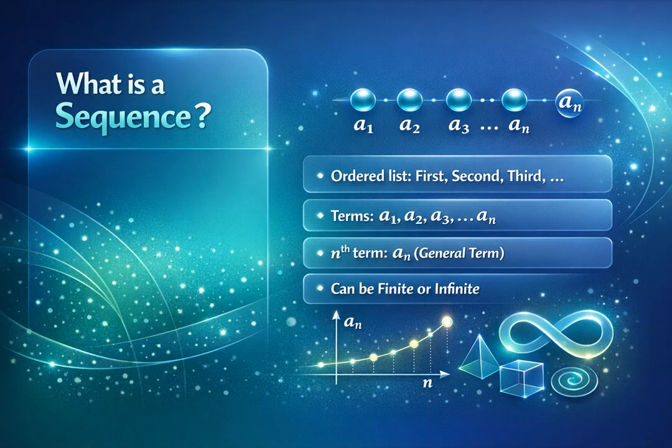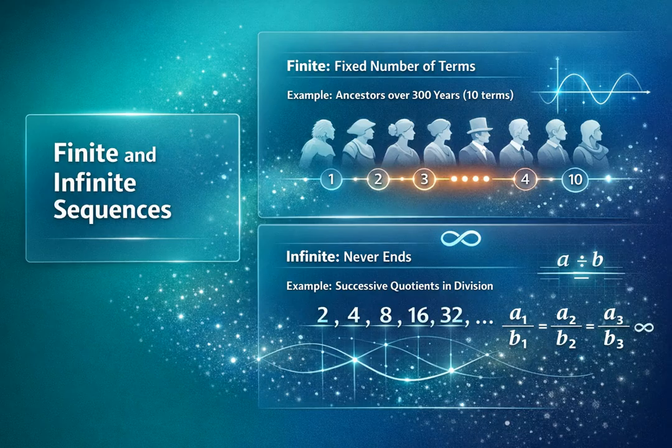What exactly is a sequence? It's an ordered list where each element has a position: first, second, third, and so on. We denote terms as a1, a2, a3, up to an, where the subscript indicates position. The nth term, called the general term, is the most important for finding patterns. Sequences can be finite or infinite.